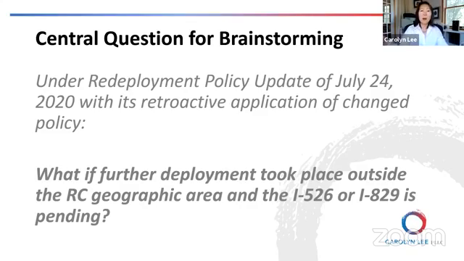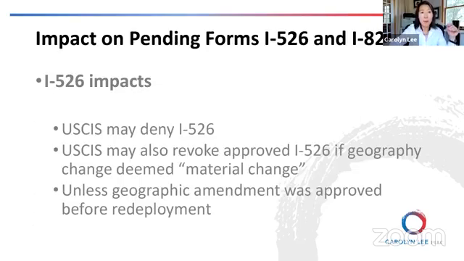So the central question for all of our collective brainstorming and thinking is, under the redeployment policy update of July 24th, 2020, which has retroactive application on pending EB-5 cases, what if further deployment already took place outside the original regional center geography, and there are pending EB-5 petitions, Form I-526 and I-829 petitions? What are we supposed to do? That's the question that this is about.